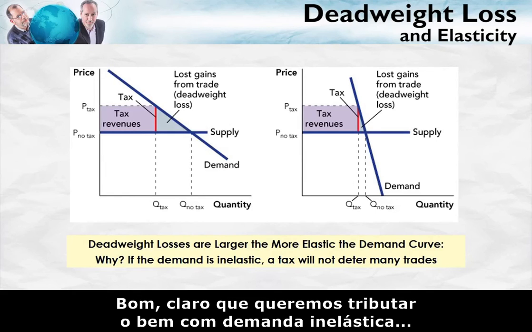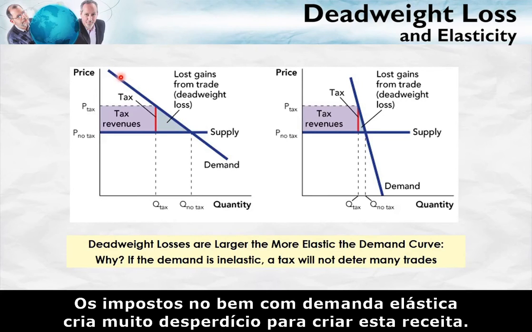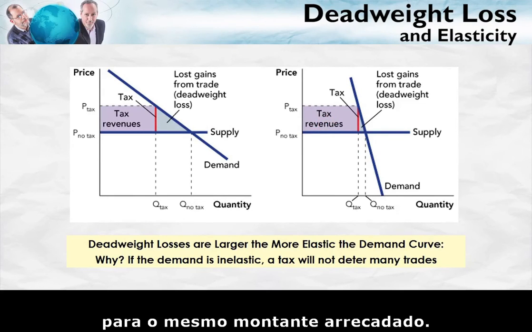So if we have a choice, which good do we want to tax? Well, pretty clearly we want to tax the good with the inelastic demand because the deadweight losses, the lost gains from trade, are much smaller over here than they are over here. So the tax on the good with the elastic demand, it's creating a lot of waste in order to get this revenue. Over here, the tax on the good with the inelastic demand, there's only a little bit of waste for the same amount of revenue.